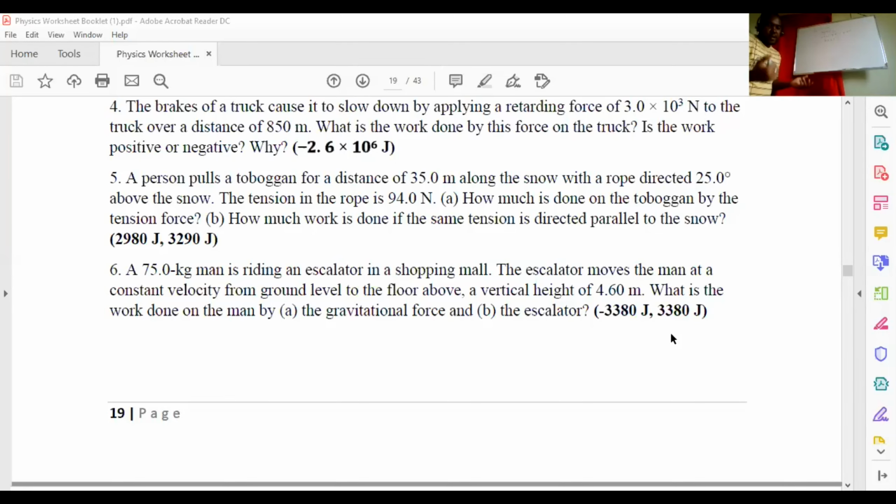When it's by the escalator now, that means this value is positive because it's going with the motion of the object. So therefore, the acceleration will be positive, so you get a positive answer.